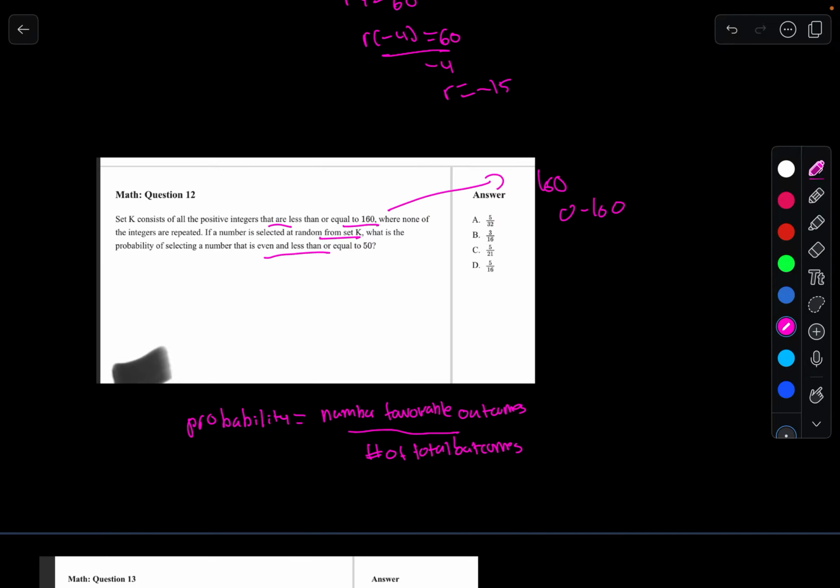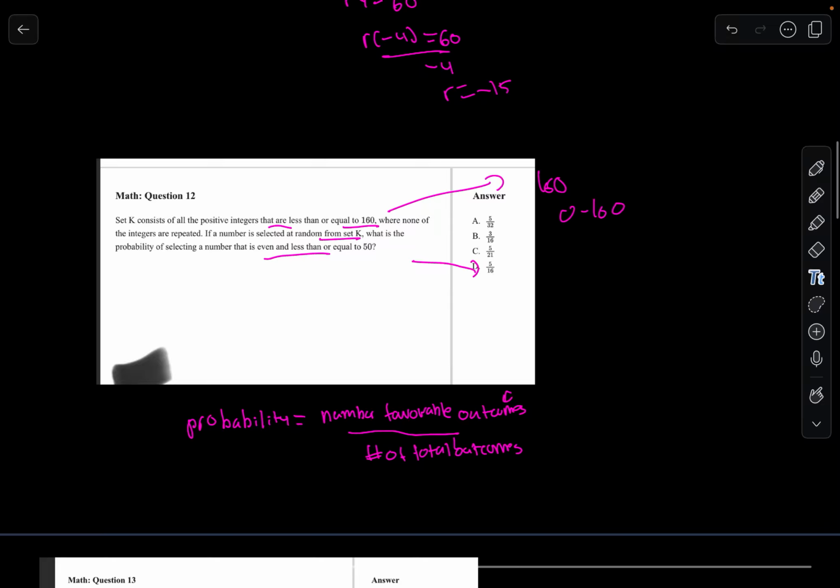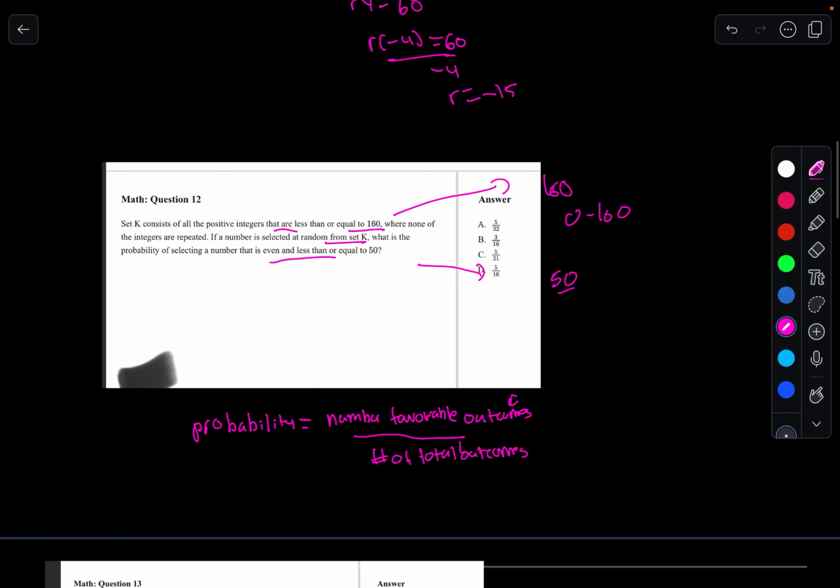And now, what is the number of favorable outcomes? That's what we need to find. So right here it says, selecting a number that is even and less than or equal to 50. Evens are half the numbers, and this is in a set of 50 numbers. So is this going to be 50 divided by 2? So the number of favorable outcomes is equal to 25.